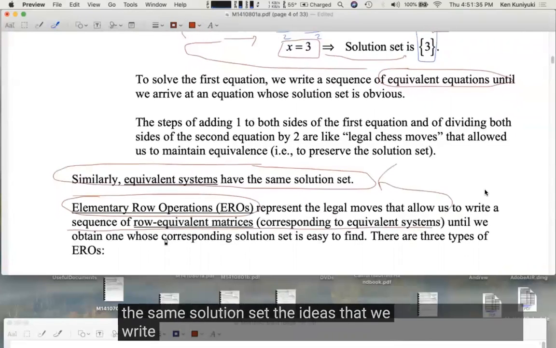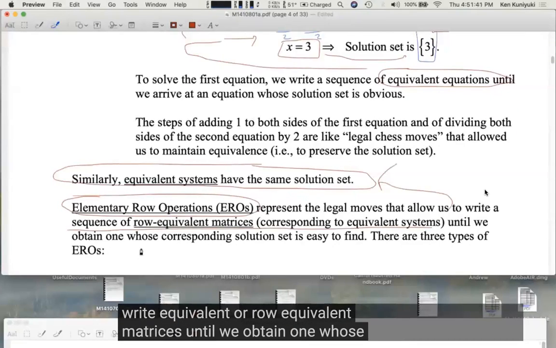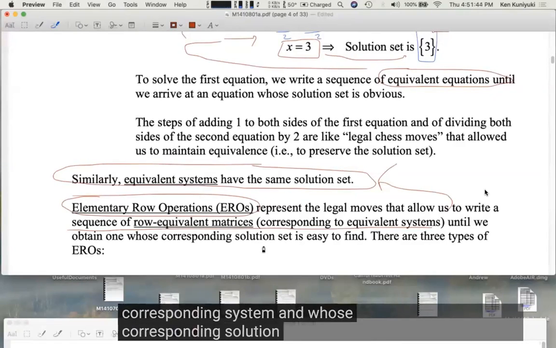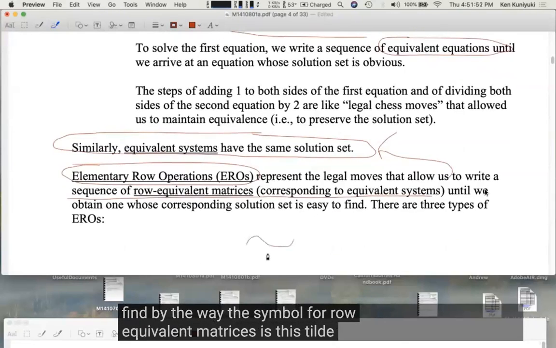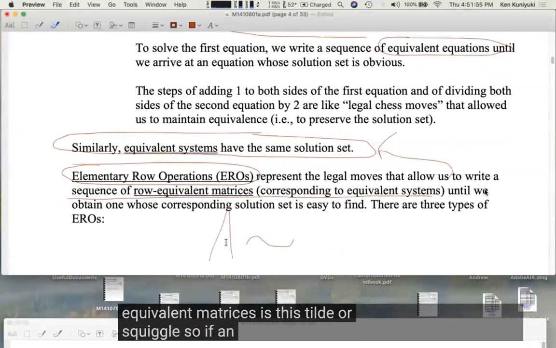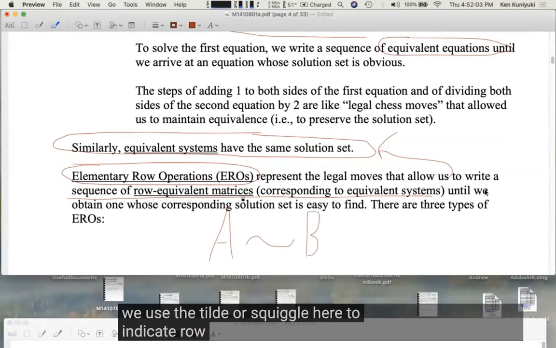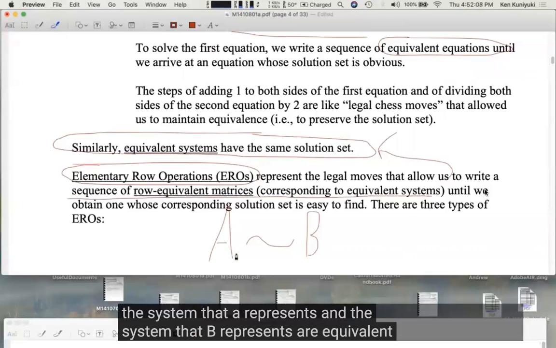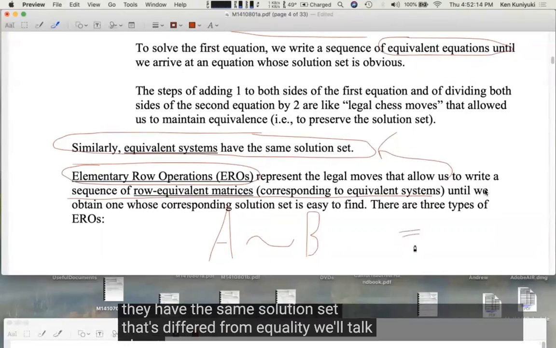The idea is that we write equivalent or row equivalent matrices until we obtain one whose corresponding system and whose corresponding solution set is easy to find. By the way, the symbol for row equivalent matrices is this tilde or squiggle. So if an augmented matrix A is row equivalent to an augmented matrix B, we use the tilde or squiggle here to indicate row equivalence. It means that the system that A represents and the system that B represents are equivalent. They have the same solution set. That's different from equality. We'll talk about that later.